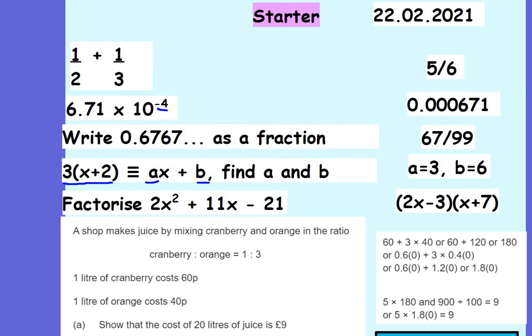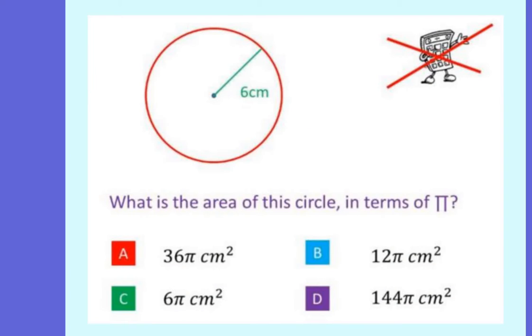Let's head into today's lesson. We're going to start with the diagnostic quiz. So A, B, C or D on your mini whiteboards or in your rough books, up to you. If you need any extra time as you go through, please feel free to pause the video and have a think. Question number 1, what is the area of this circle in terms of pi?